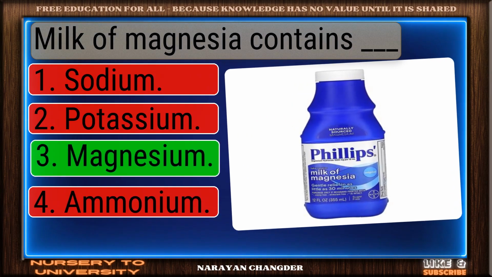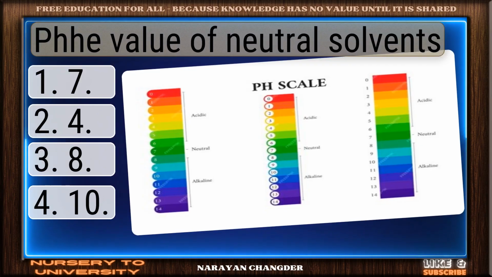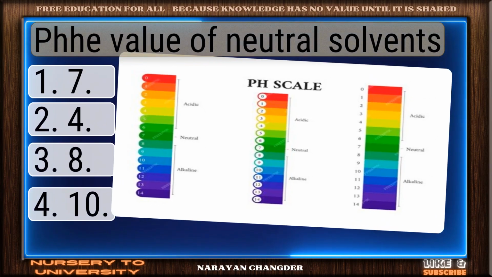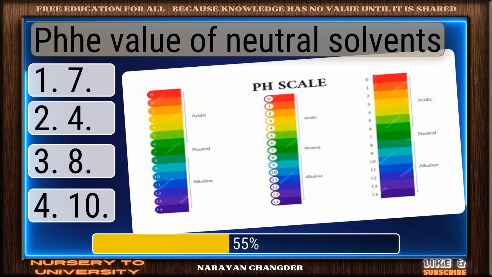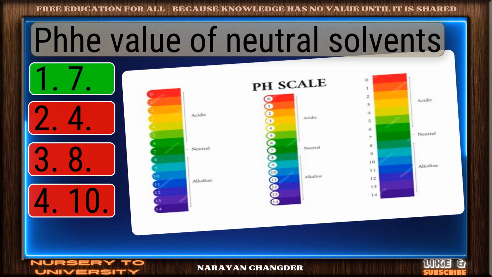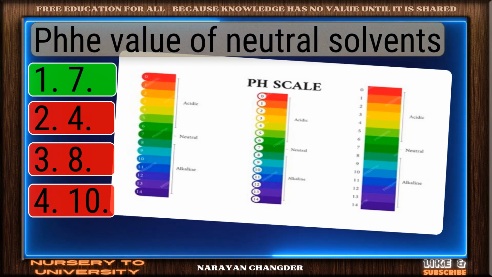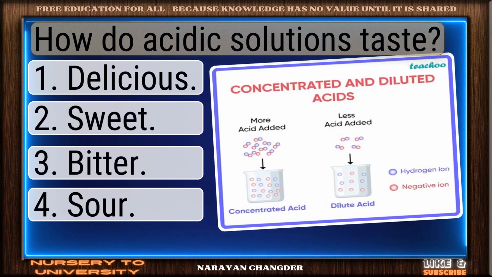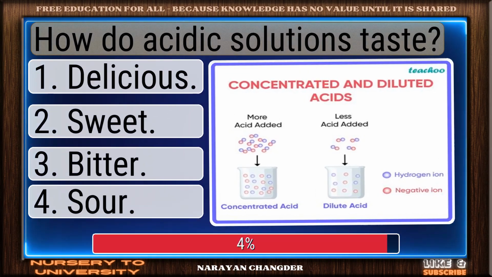Bravo. Magnesium is the answer. Question number 142. pH value of neutral solvents. Right choice. 7 is the best answer. Question number 143. How do acidic solutions taste?